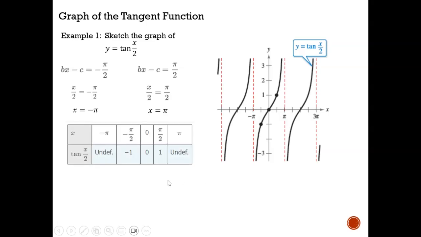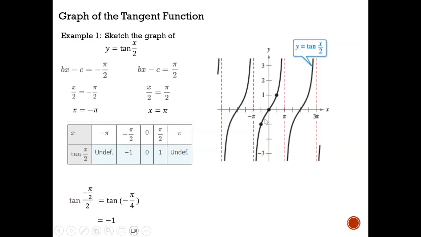Now you see here, guys, it's saying x over 2. So let's do this. At every pi it is going to be undefined. Here's why: we're going to plug in negative pi over 2. For the 2 right here, it's going to be negative pi over 2 over 2. So it will give us tangent of negative pi over 4. Negative pi over 4 is going to give us negative 1, which means at negative pi over 2, it's going to be negative 1.